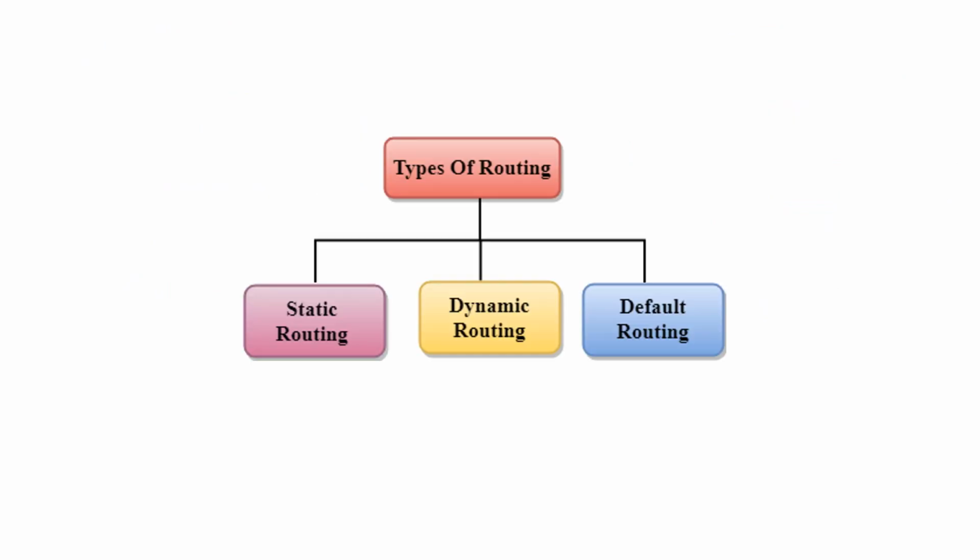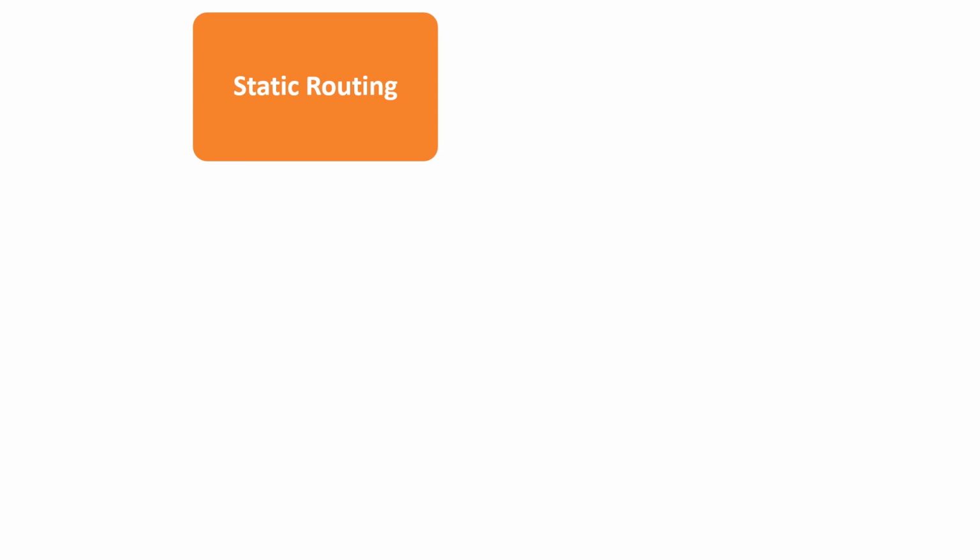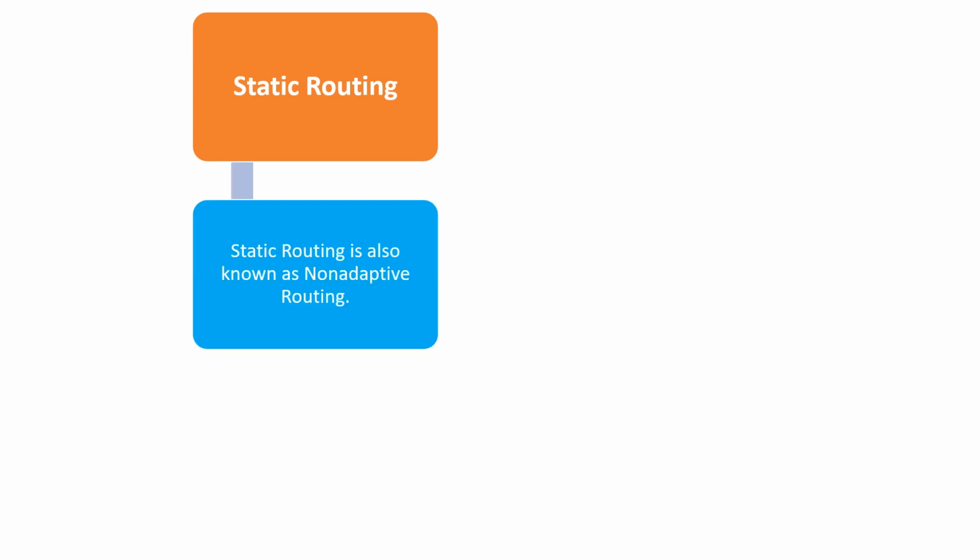So now we come to the types of routing. There are three types of routing: static routing, dynamic routing, and default routing. Routers can behave in any of the following techniques: they can behave statically, dynamically, or they can follow default routing. So we can see them one by one. First, we can see what is static routing.